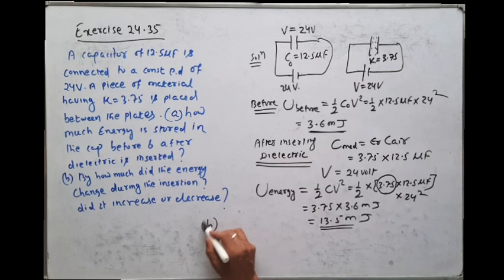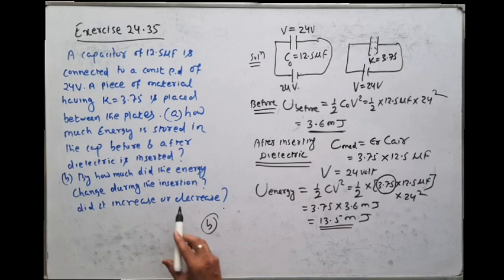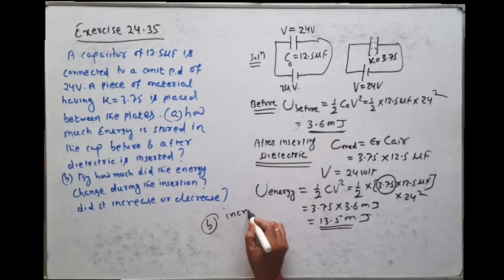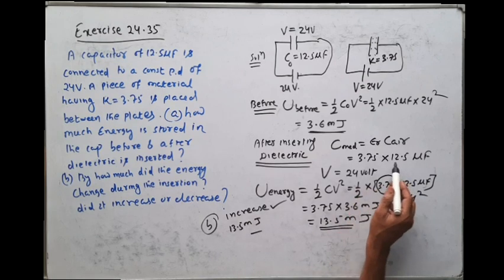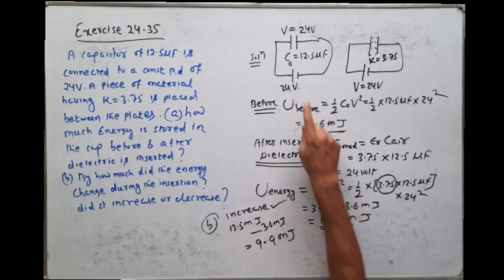So second bit of the question is, how much did the energy change during the insertion? Did it increase or decrease? So definitely the answer is increase. Energy increases. By how much? So final energy is 13.5 millijoule. Initial energy is what? 3.6 millijoule. So if you calculate, just take the difference. So what is the difference? I think 9.9 millijoule. So this is the increase in energy stored across the capacitor.